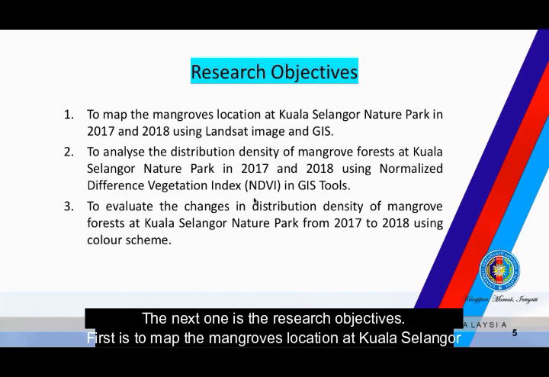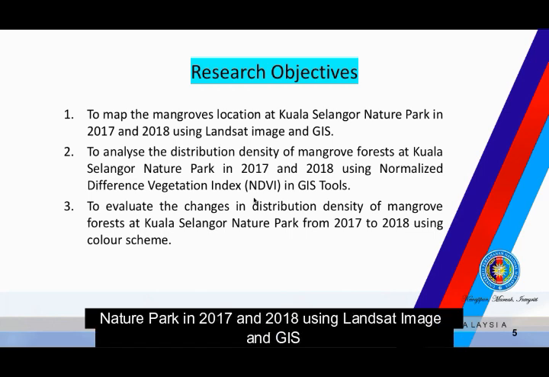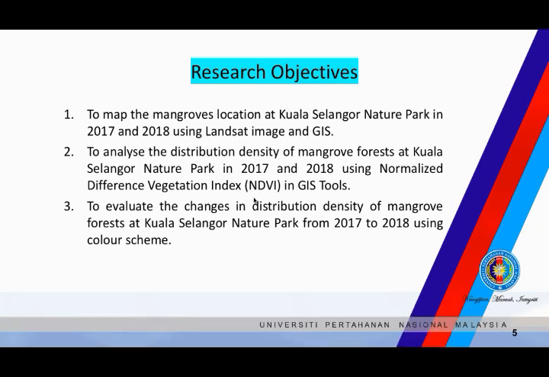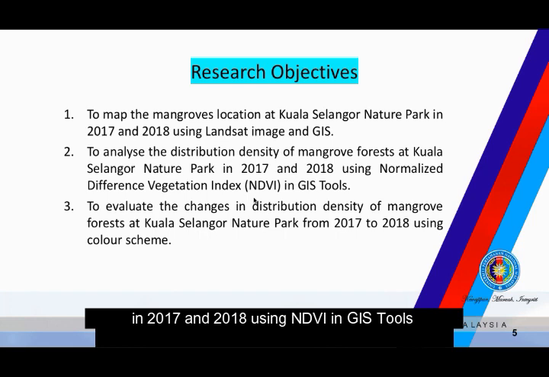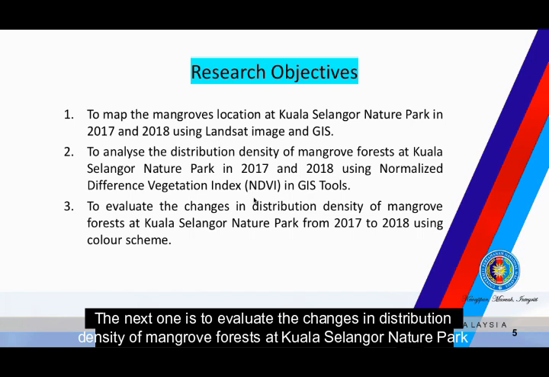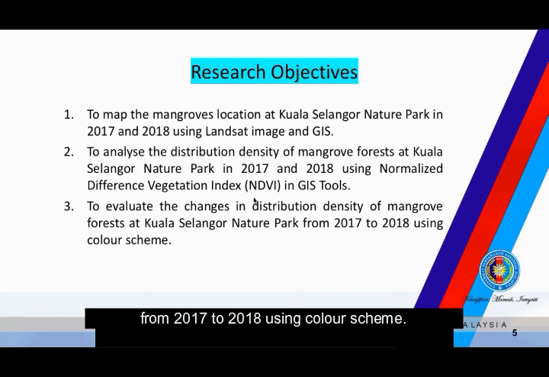First is to map the mangrove location at Kuala Selangor Nature Park in 2017 and 2018 using Landsat image and GIS. Second is to analyze the distribution density of mangrove forests at Kuala Selangor Nature Park in 2017 and 2018 using NDVI in GIS tools. The next one is to evaluate the changes in distribution density of mangrove forests at Kuala Selangor Nature Park from 2017 to 2018 using color scheme.